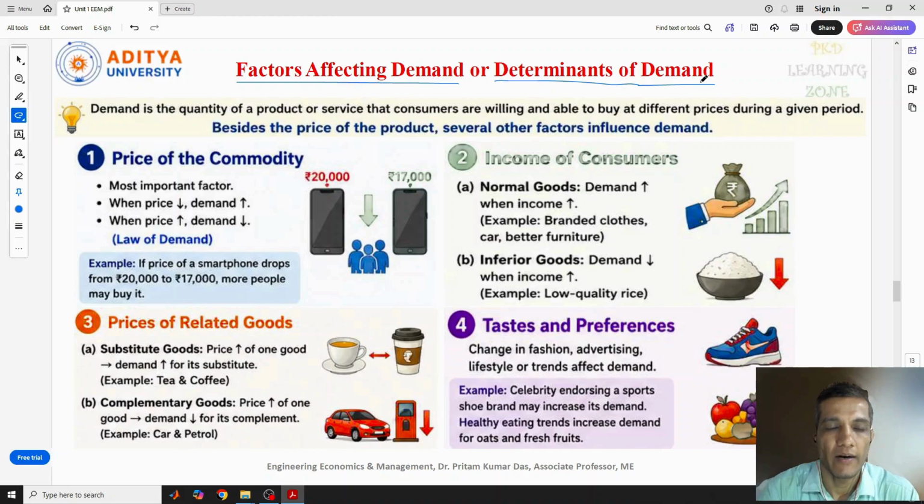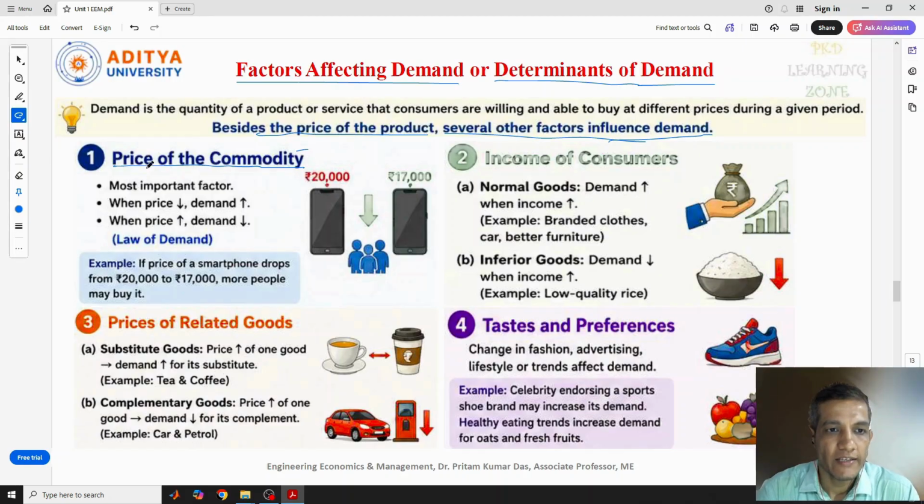That is called demand. Besides the price of the product, there are some other factors which influence the demand. That is also called determinants of demand. So let's see what factors are affecting it. The first one is price of the commodity. The price of the product is actually the most important factor, we know that.